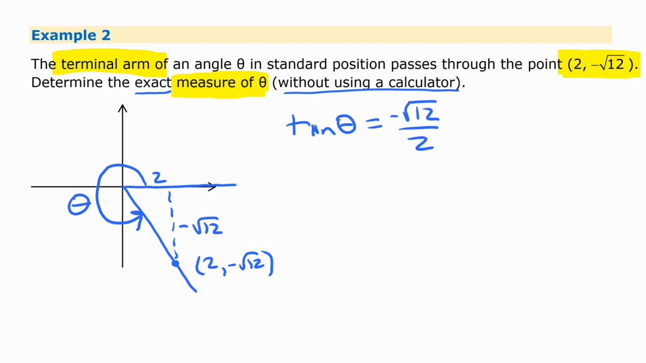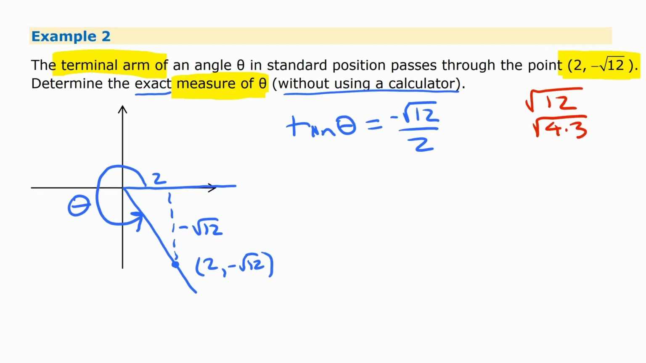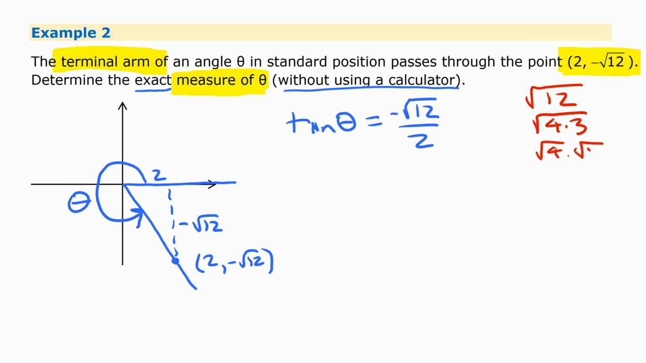For this, we're going to have to do a little bit of work with this radical here. Now, if you've seen how to simplify radicals before, then that shouldn't be too much trouble. Root 12 is the same as root 4 times 3. And root 4 times 3 is root 4 times root 3. And root 4, you know it's 2, so this is 2 root 3. So it's going to be easier to work with if you write this as negative 2 root 3 over 2.